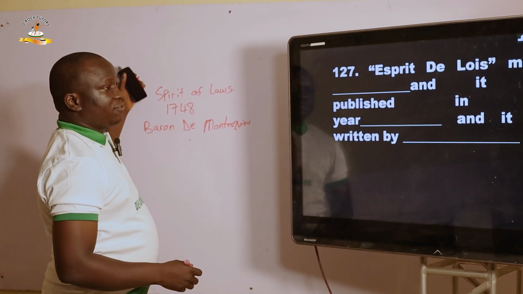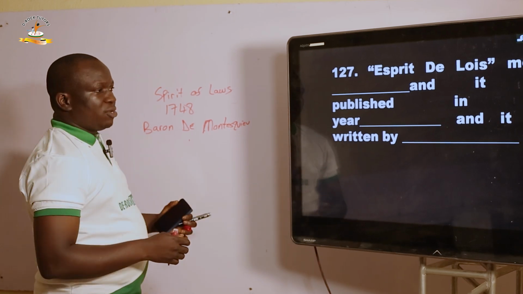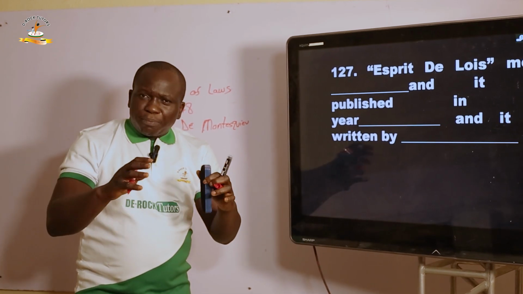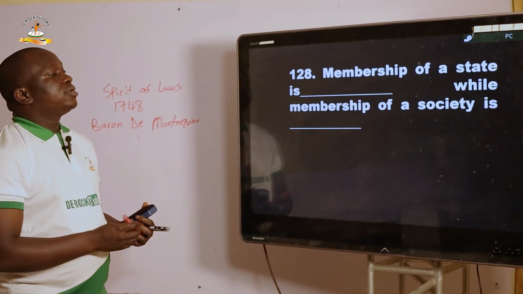Is that clear? Esprit de loi meaning spirit of laws, which year? 1748, and it was written by who? Baron de Montesquieu. That was where he wrote on separation of powers and checks and balances. Now to the next question.